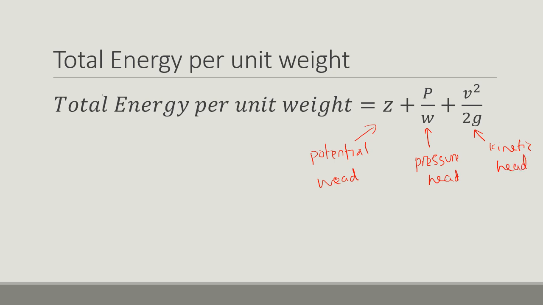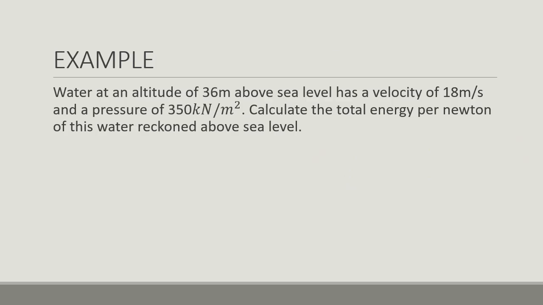So let's quickly take an example. Water at an altitude of 36 meters above sea level has a velocity of 18 meters per second and a pressure of 350 kilonewton per meter square. Calculate the total energy per newton of this water reckoned above sea level.